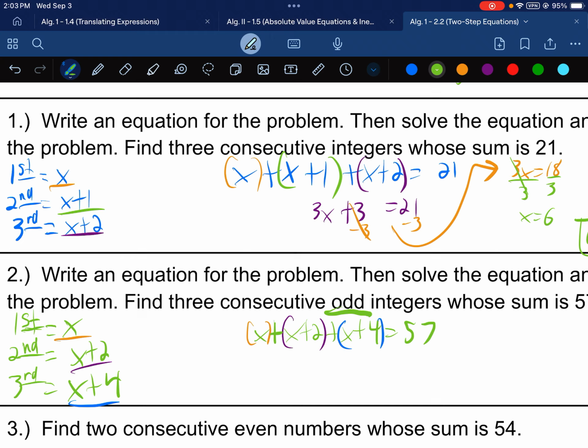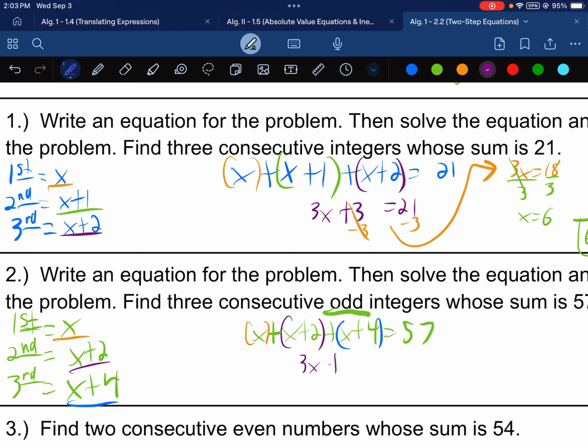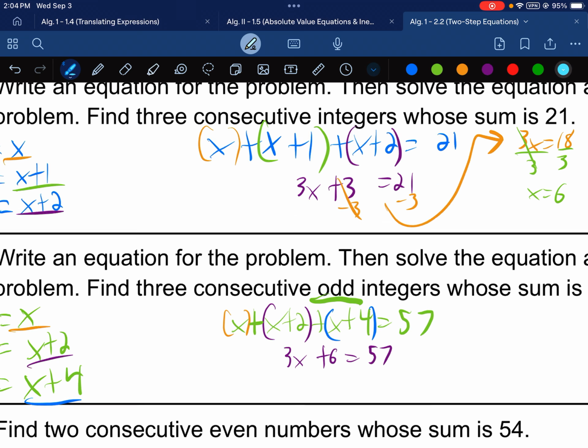And similar to how we solved the previous problem, we're going to combine these x's. x plus x plus x gives us 3 x's, and 2 plus 4 gives us 6.